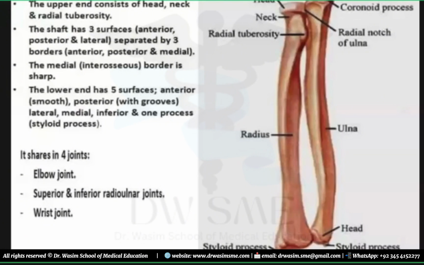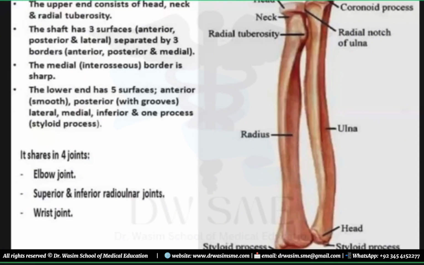In the shaft of radius, we have different borders and different surfaces which are less likely to be tested. But at the distal end, you could appreciate that there is a styloid process. So styloid process is the site of insertion for brachioradialis. And in the distal aspect of the radius, it articulates with the head of the ulna to form the distal radioulnar joint. Similarly, in this diagram, you can identify that there is the coronoid process of the trochlear notch of ulna on the anterior aspect, and there is an olecranon on the posterior aspect. Now, this trochlear notch is going to articulate with the trochlea.